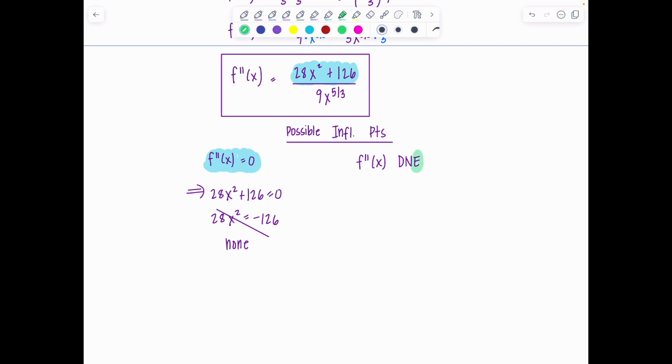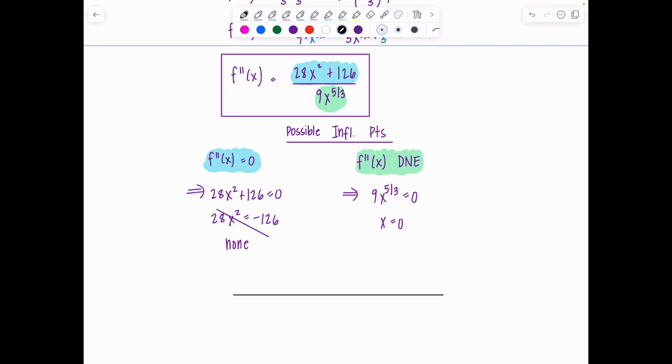Then other place I'm going to look is where f double prime doesn't exist. That happens when the denominator is 0. So that would mean 9x to the 5/3 is 0. That happens if x is 0, and that's in the domain. So that's a possible inflection point. But I need to check, is it indeed an inflection point or is it just a possible one?